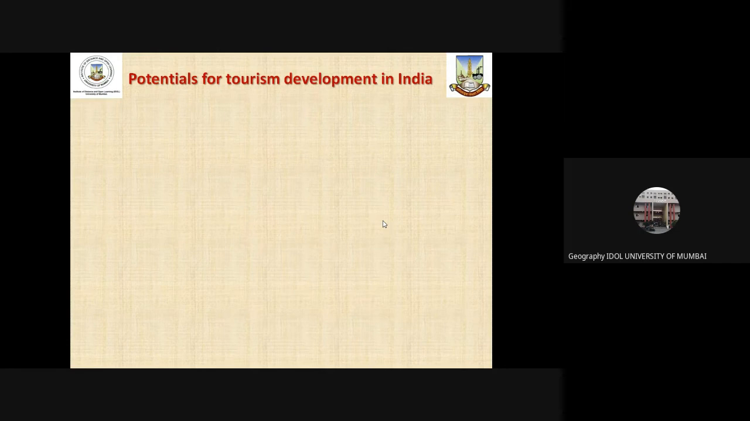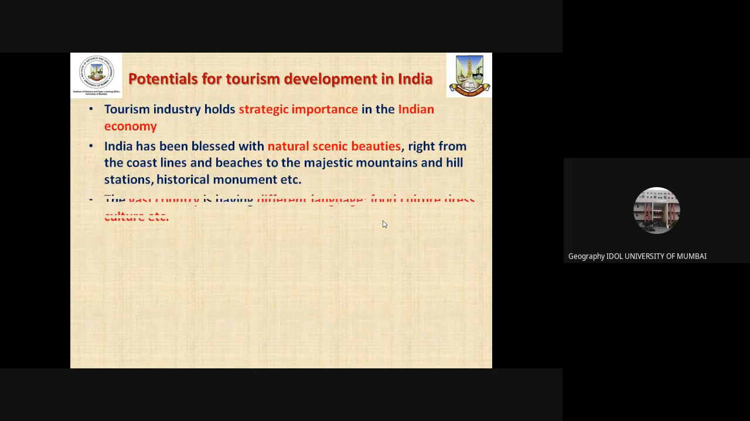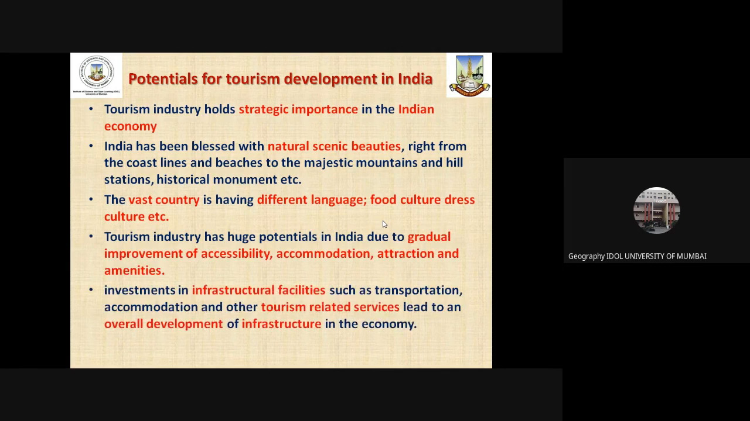Now, if we talk about potential for tourism development in India, India naturally has natural as well as cultural potential. The tourism industry in India plays an important role in economic development. As far as the natural factors are concerned, India is blessed with a long stretch of coastline, of course, the majestic mountains, hill stations, historical monuments, cultural events, various natural beaches, islands, beautiful forest areas, and wildlife sanctuaries. So these are the natural scenic beauties which can attract international tourists.